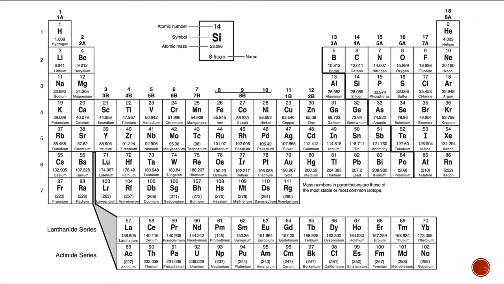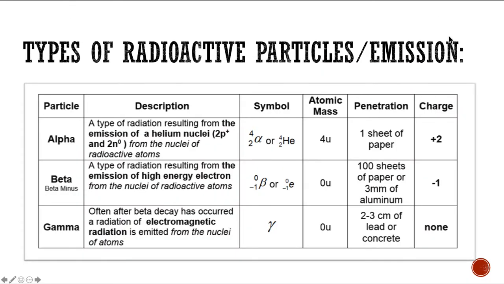So if we take a look at the periodic table right here, we've got helium up here in the corner. You'll notice that helium has 2 protons and it's got an atomic mass of 4. So it's got 2 protons and 2 neutrons. So let's take a look back here at this chart again. We could write the nuclide symbol for helium. This also can represent what an alpha particle would be, or you might also see just the alpha symbol with the same numbers from the nuclide symbol.